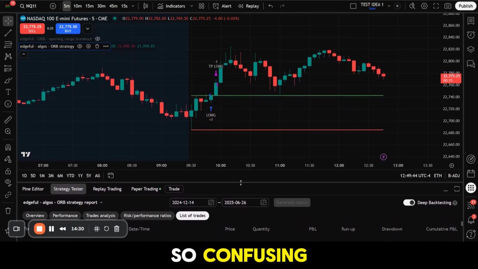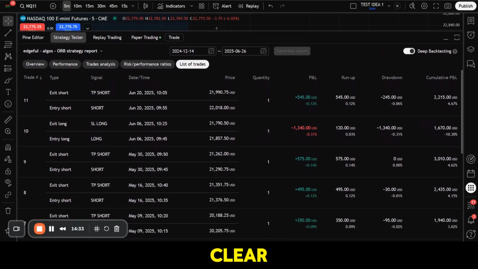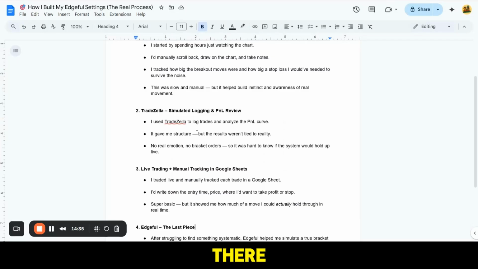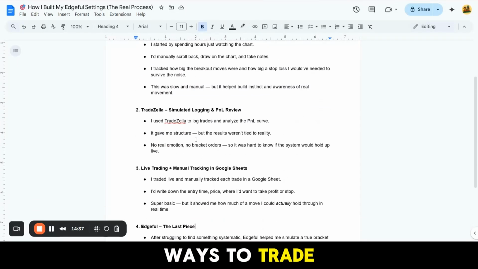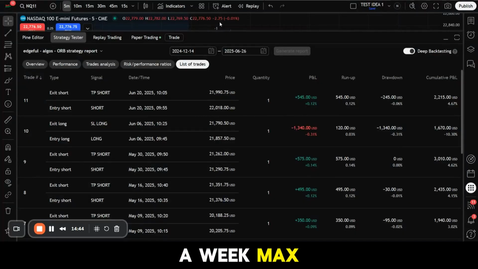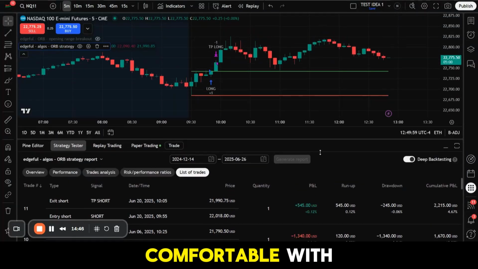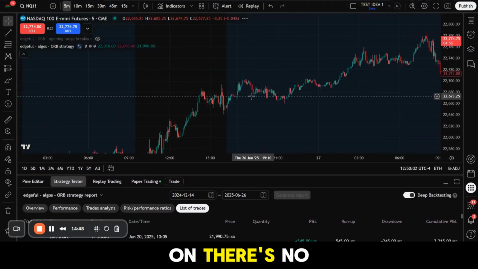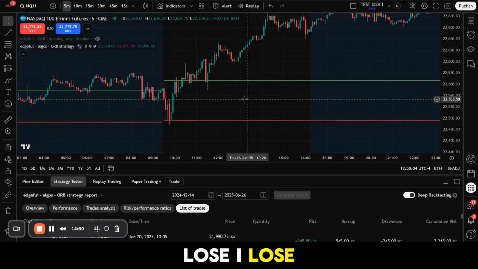Because trading is so confusing, and there seems like there's no clear path of how people get there because there's infinite ways to trade. But now at this point, I take 3 trades a day, or 3 trades a week max, based on backtests that I'm comfortable with, and I move on. There's no emotion. If I lose, I lose.